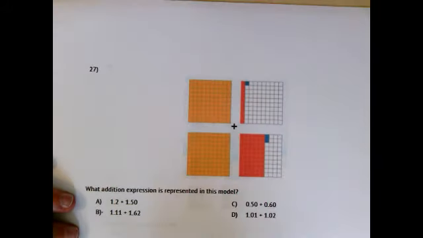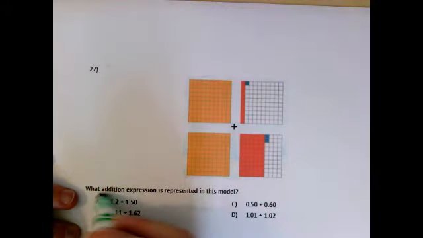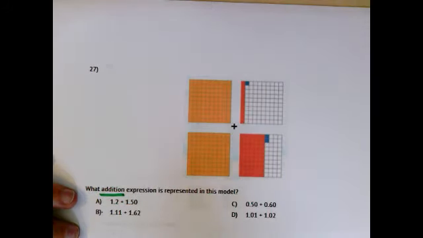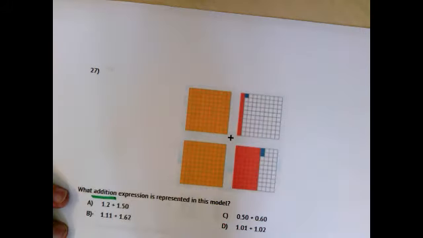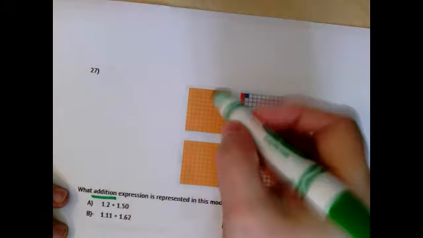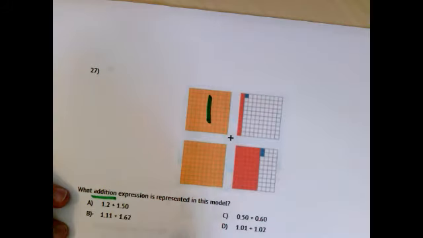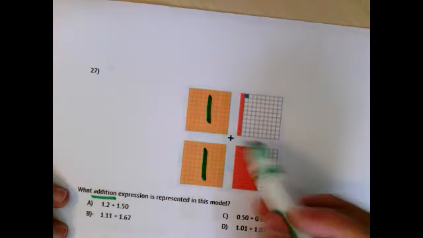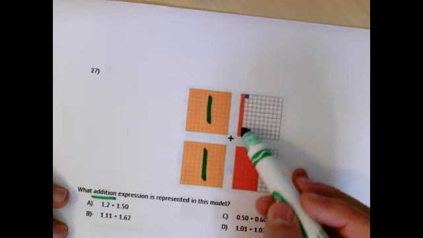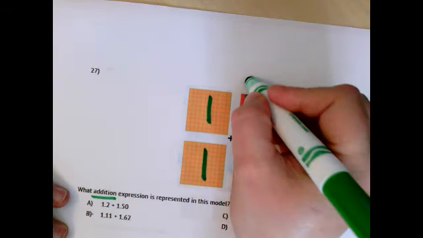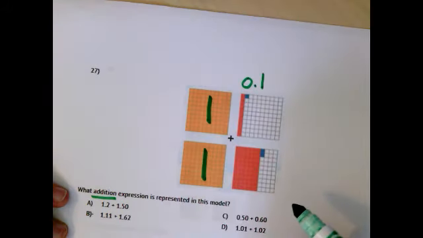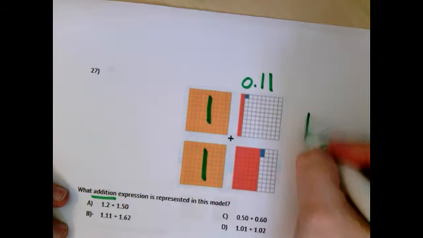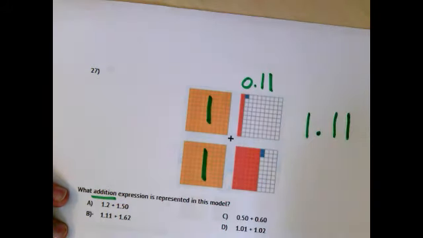All right, question 27 asks what addition expression is represented by this model. All right, so the best way to do this is simply to label what you know. I know that that's 1 whole. I know that that's 1 whole. The reds are tenths. It's 1 whole stick, so that gives me 1 tenth. And then the tiny little blue piece there is 1/100th. So I know that that first number would be 1 and 11/100ths.